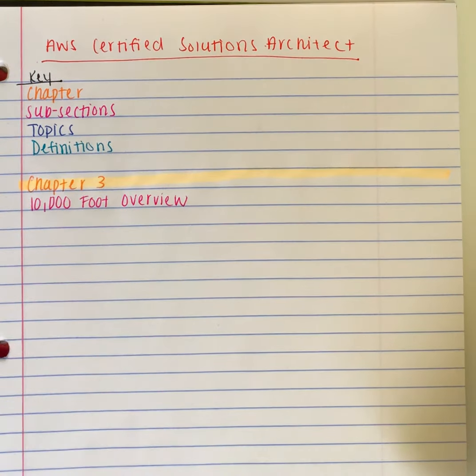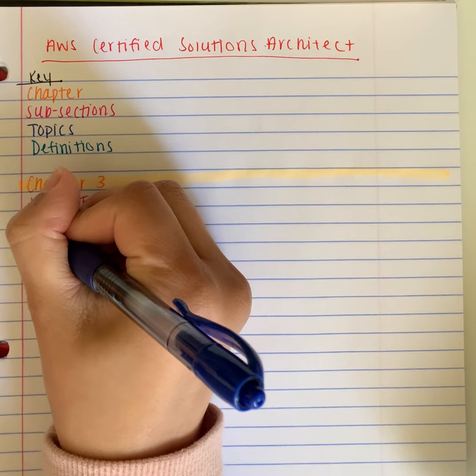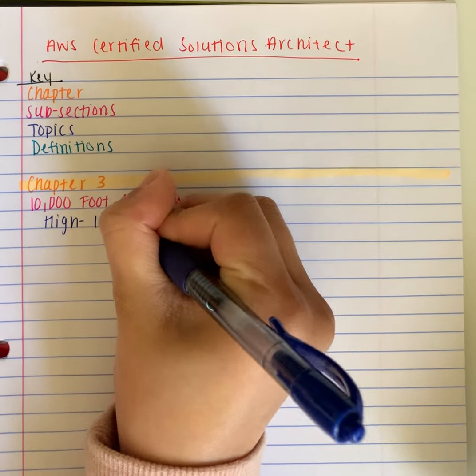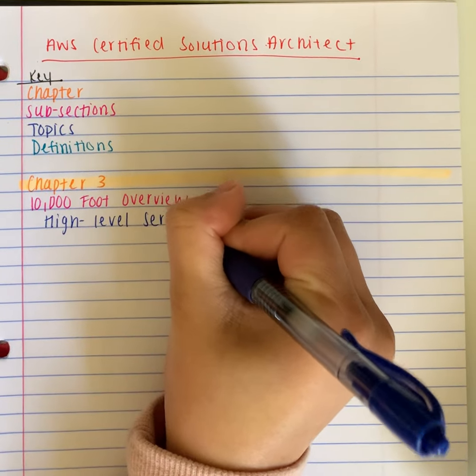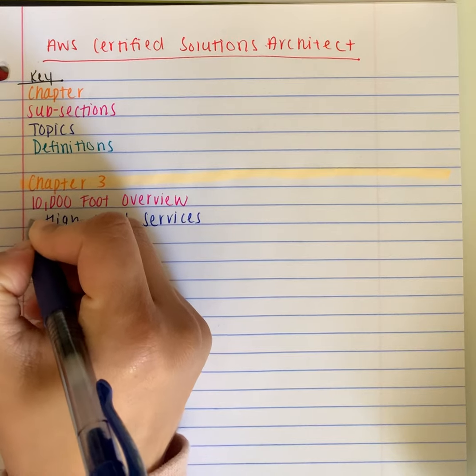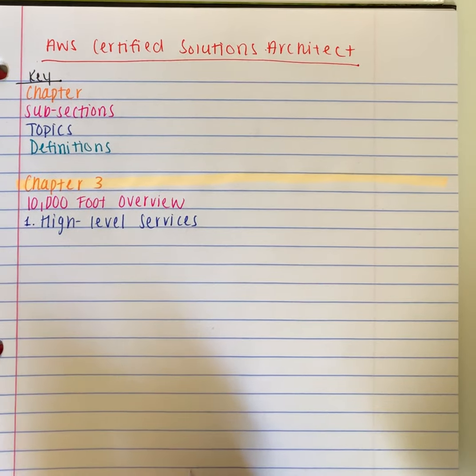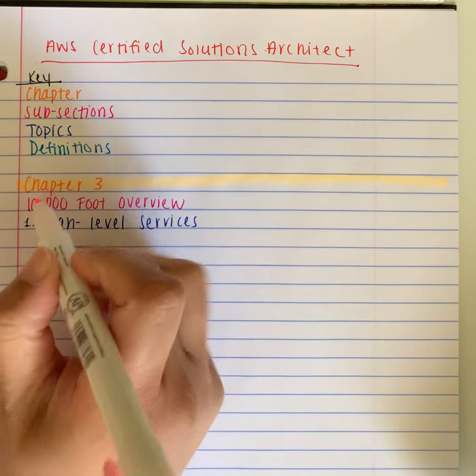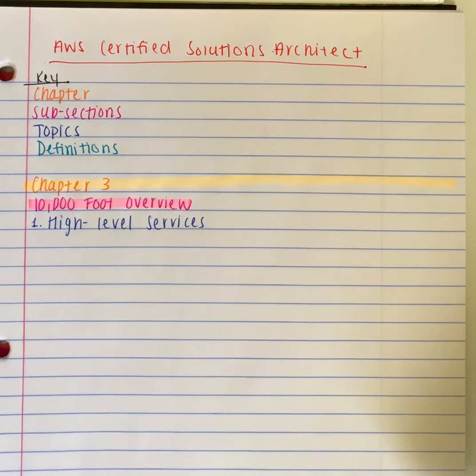And then within this subsection, there are going to be multiple topics. The first topic is called high level services. I like to write a little number 1 here just to show that that's the first thing we're going to go over. And again, I also like to highlight the subsection part just so I know that's the main topic that we're talking about.